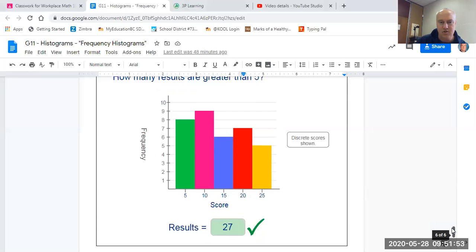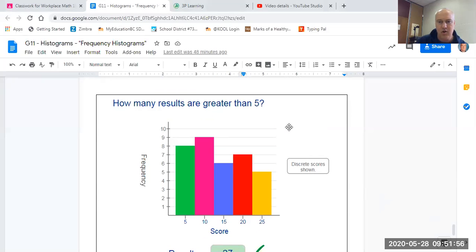So hopefully that makes sense to you. So you can work through that frequency histogram Mathletics assignment. And once again, as always, if you have any questions, please do not hesitate to send me an email.